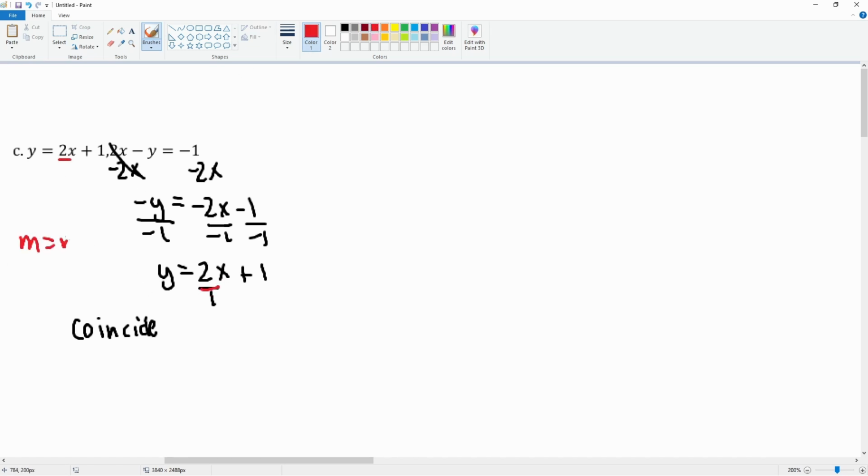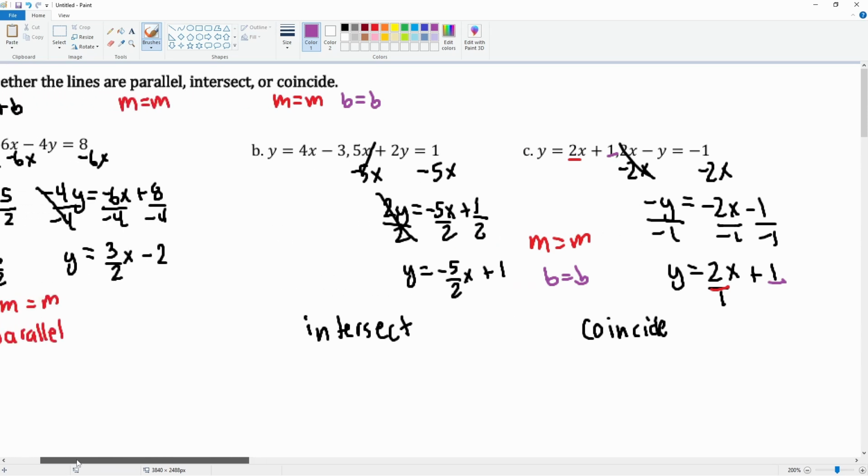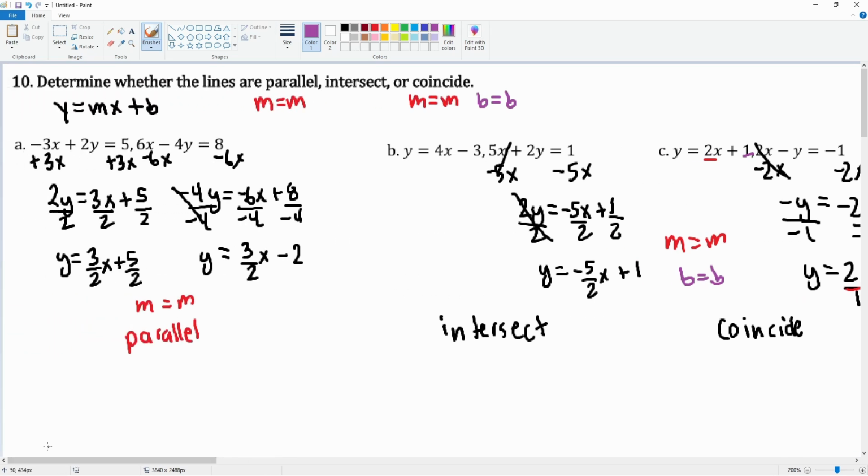So the m's are the same. The b, 1 and 1. The b's are the same. The y-intercepts are the same. So that's coincided. So the last one's coincided. B is intersecting, and A is parallel.